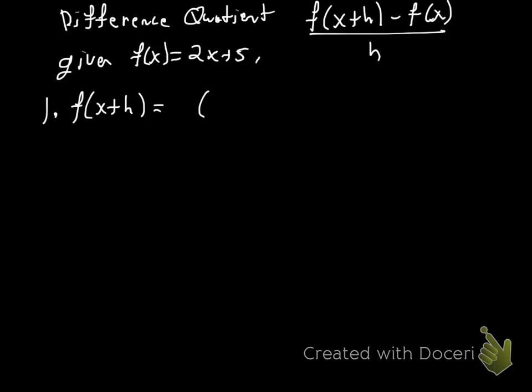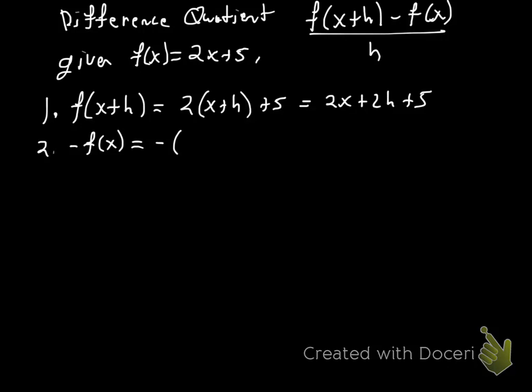So your function takes input, it doubles it, and then adds 5. So if we're feeding it x plus h, we're going to double it, which means multiply it by 2. Then we're going to add 5. So we'll use the distributive property, and you get 2x plus 2h plus 5. If we want to find the next piece, the minus f of x, it's just going to change the sign. So it becomes negative 2x and a minus 5, and then we'll put it all together.